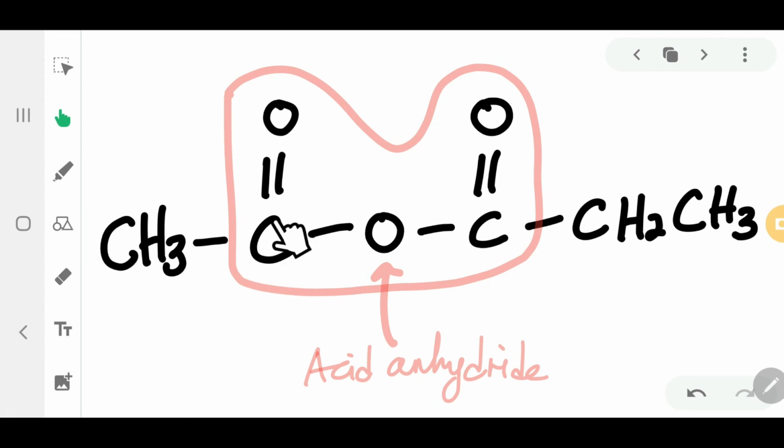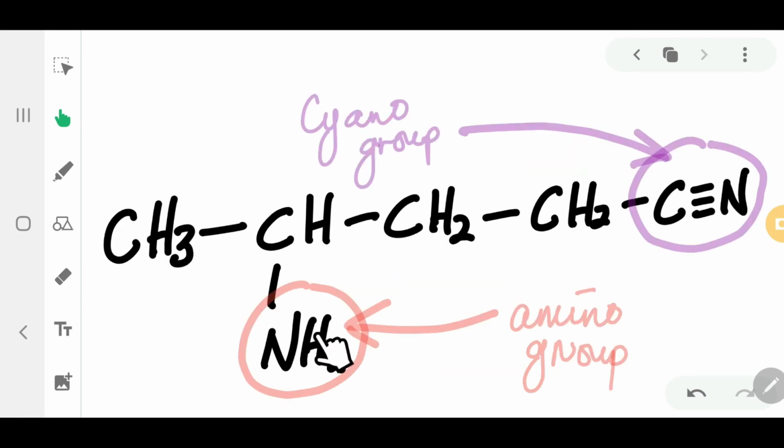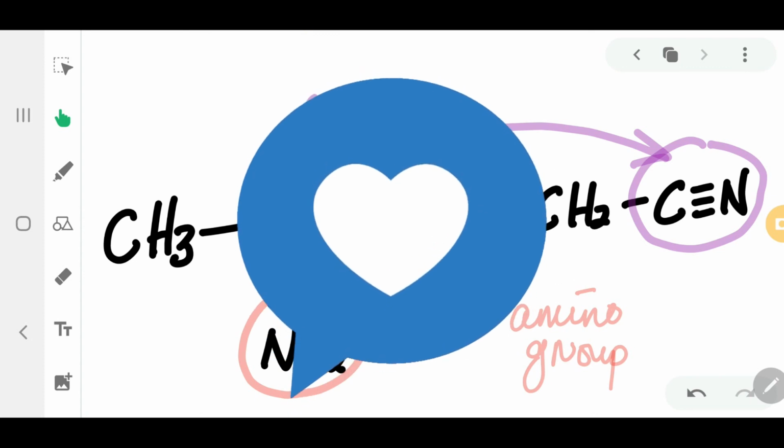This one looks like carboxamide, but you have another C double bond O over here. So we call this acid anhydride. So you have C double bond O, COC, C double bond O. Another amino group, and cyano group looks like this: C triple bond N. So this is cyano group. So that's how you're going to identify or remember the functional groups. Remember the 7-4-4 method.